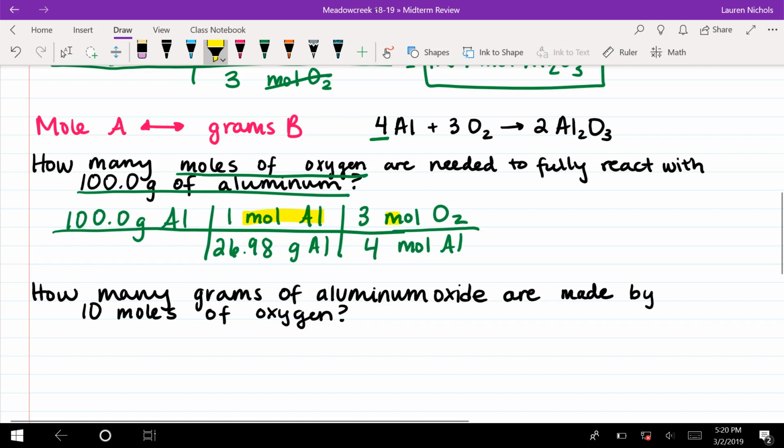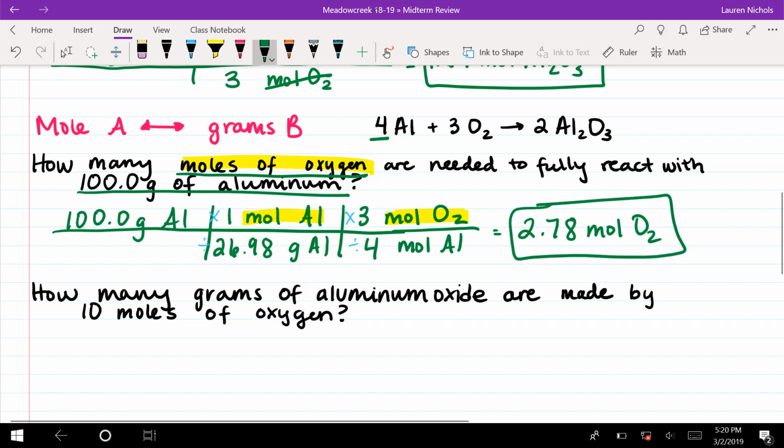Now, moles of oxygen is what I want, so I can stop and just plug it into my calculator. 100 times 1 divided by 26.98 times 3 divided by 4. When we put that in our calculator, we have 100 divided by 26.98 times 3 divided by 4 gives us 2.78 moles of oxygen. That is how many moles we would need in order to fully react.